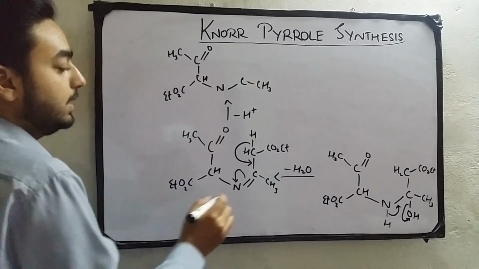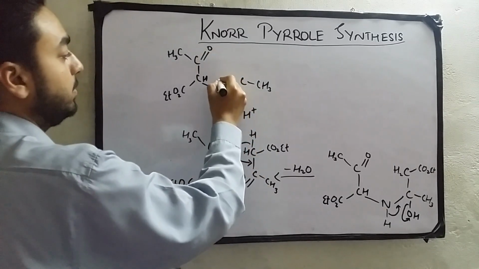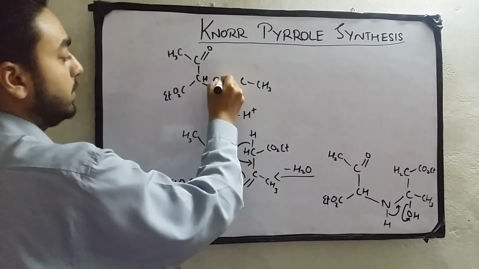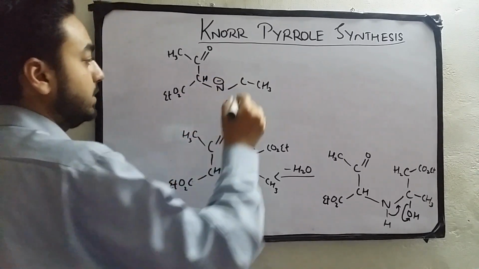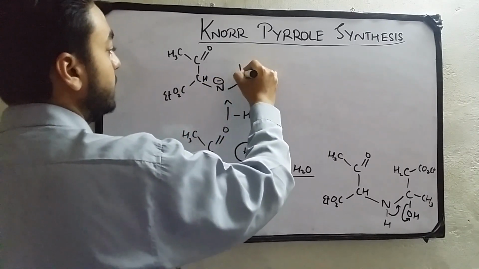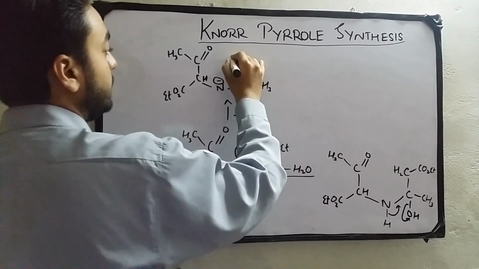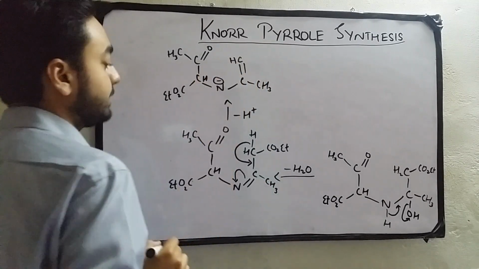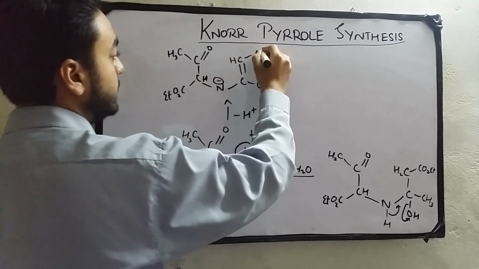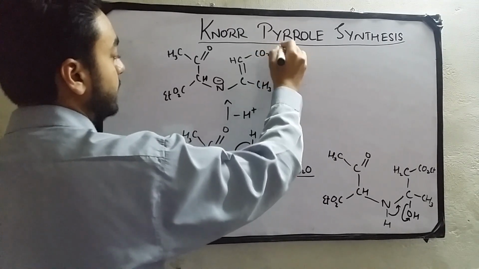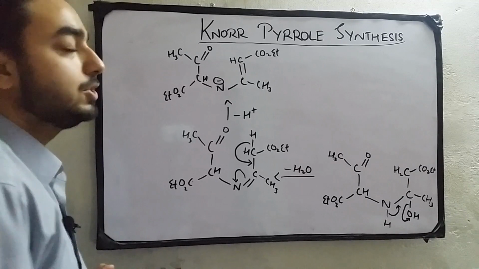Now you can see that the bond which was broken will be shifted on this nitrogen as a negative charge. Okay, and here a double bond has been established between these two carbon atoms. Okay, and this hydrogen as it is, and CO2 ethyl. Now we will do protonation here.